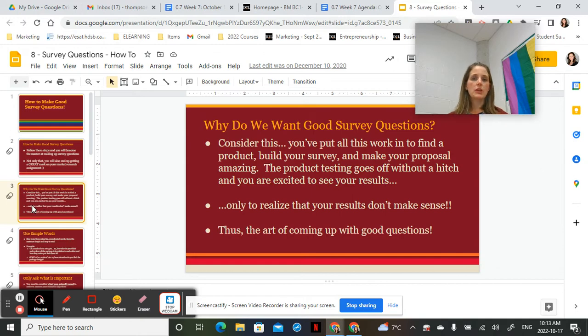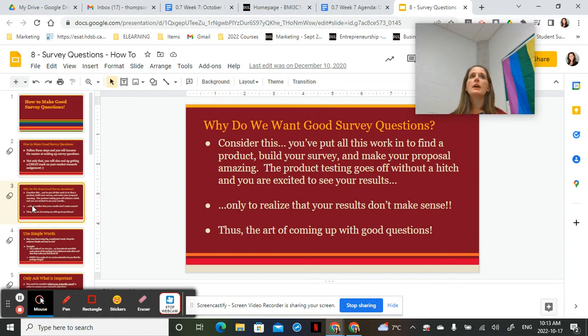Every single question that you write for your market research survey has to have a purpose. So you're not just coming up with a question because you want to fill in, make sure that you have 8 to 10 questions and that's it. Every single question you write, you want to know that that information is going to help you make a good decision about your particular business.